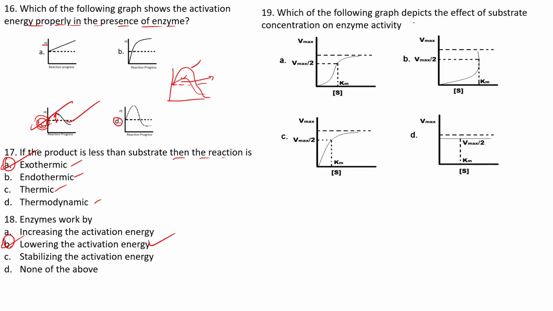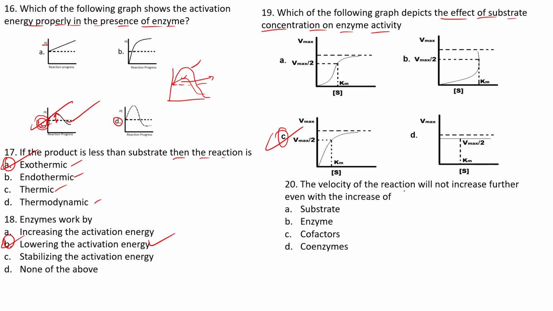The next one, which of the following graph depicts the effect of substrate concentration on enzyme activity? We are having A, B, C, and D, right? So here we are having a sigmoid curve based graph, here an exponential J-shaped graph, here a hyperbolic graph, and here it is completely a straight line, right? So if you look over here, the C option is more appropriate, because you can see that the line increases as the concentration increases, but it becomes constant even when the substrate increases beyond the enzyme concentration, right? Yes. So C is the more right option for this particular question.